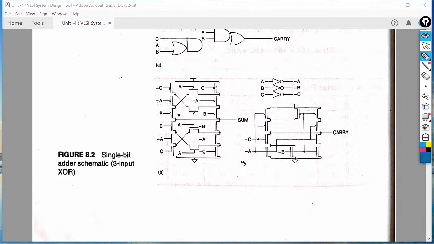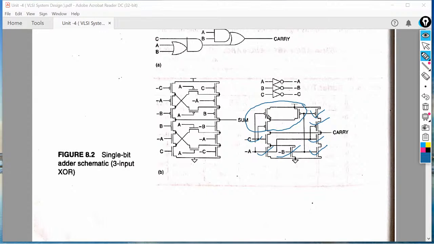This one, and this one. These three NMOS are the identical form of this PMOS, and these PMOS are the identical form of this NMOS. Okay, by using these three PMOS and these three NMOS, we design a circuitry.